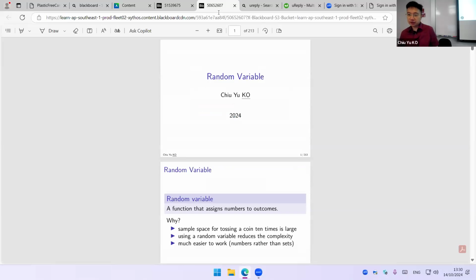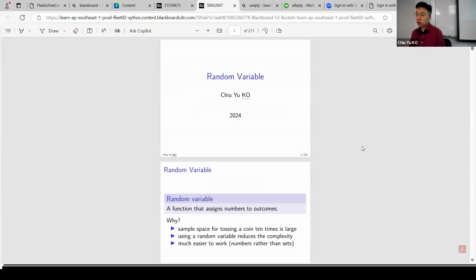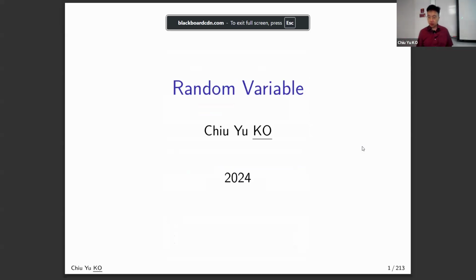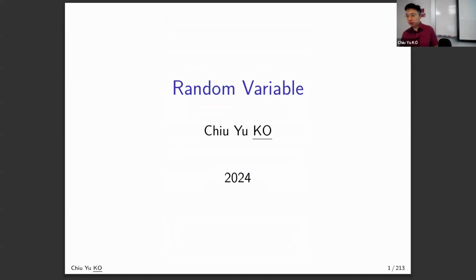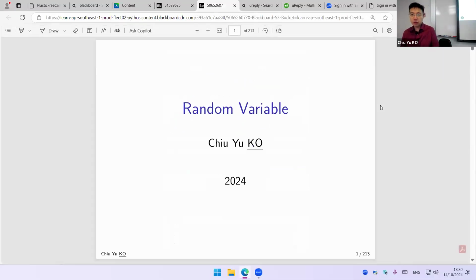So let's get started. So today's goal is to finish the random variable, which is something left over, and then we'll go over some Excel.